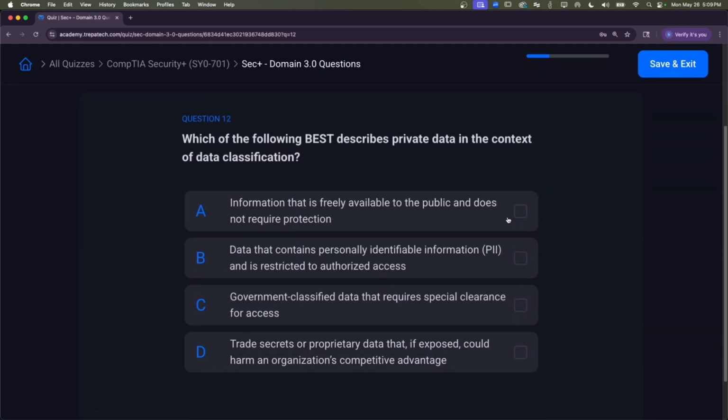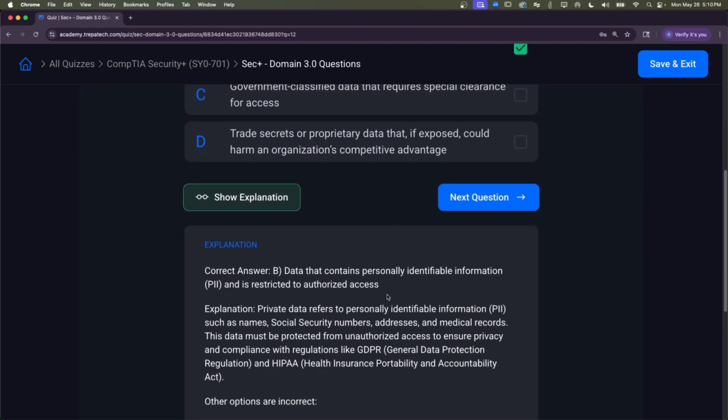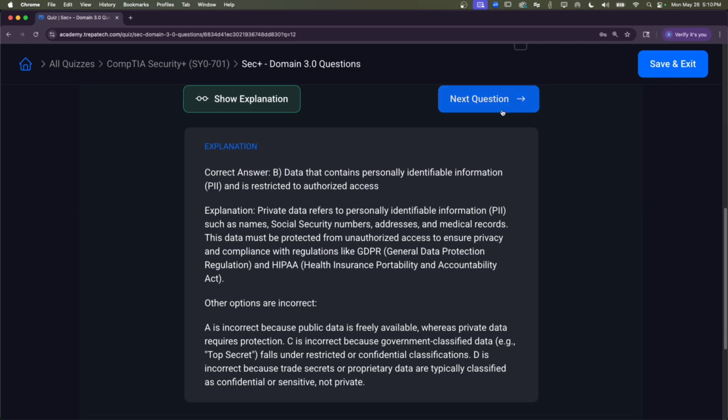All right, question 12. Which of the following best describes private data in the context of data classification? So again, we're going over what CompTIA describes as private, these different data classification levels. When I think of private, the way that CompTIA thinks of it, I'm thinking like my credit card information, my social security number, private stuff to the customer or to the exact user, that needs to be just to that person. So I'm gonna go with B. Data that contains personally identifiable information, PII, and is restricted to authorized access. Pause the video if you'd like to read the explanation.